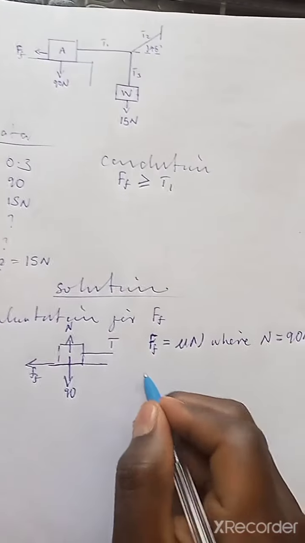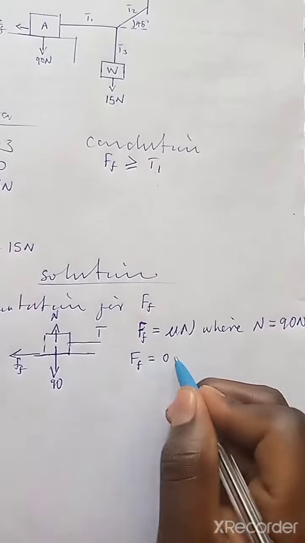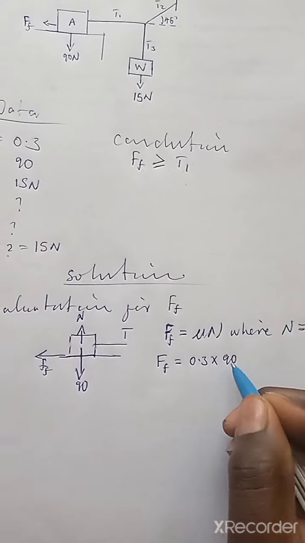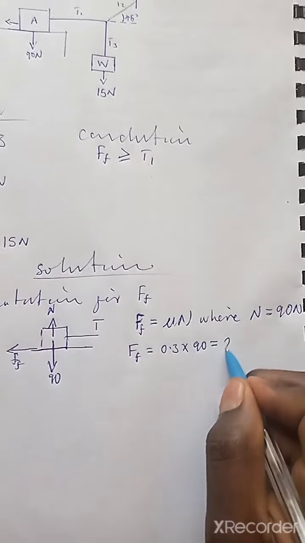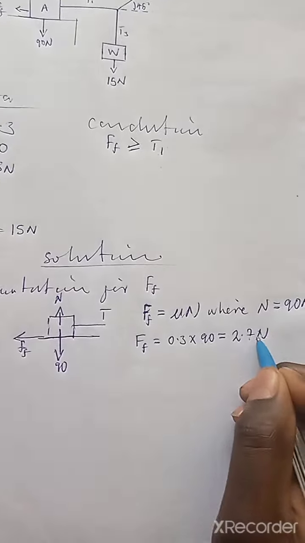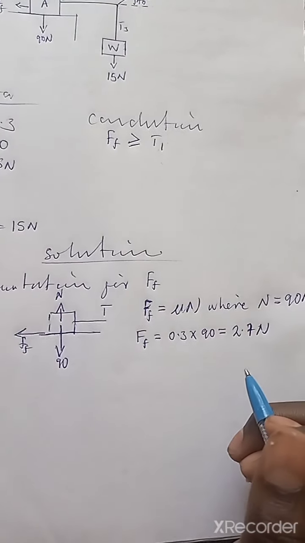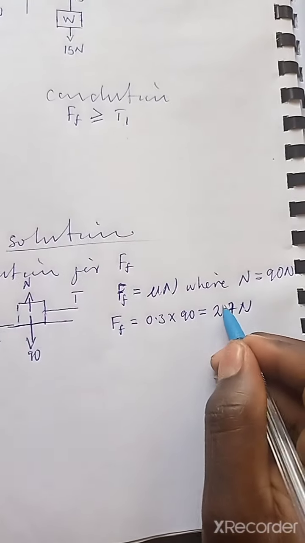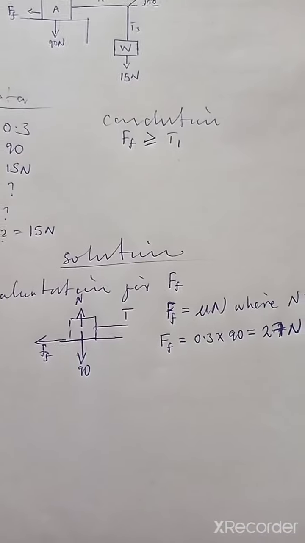Then from here, we'll say F, which is the force of friction, is 0.3 by 90, which is equal to 27 newtons. Okay.